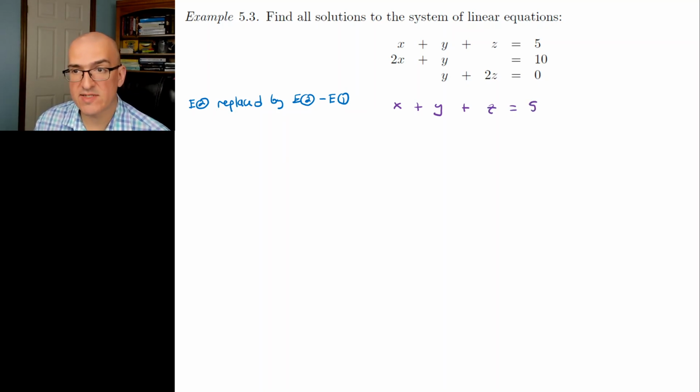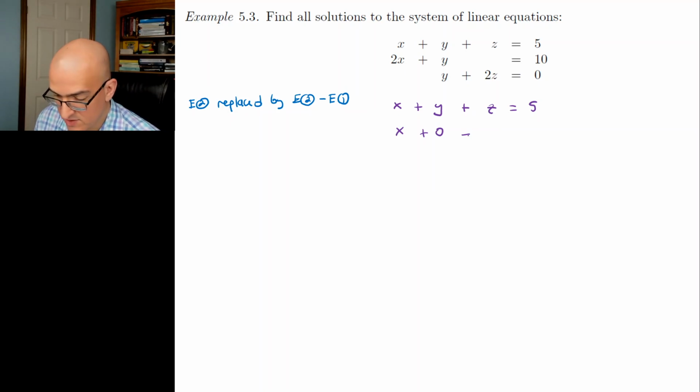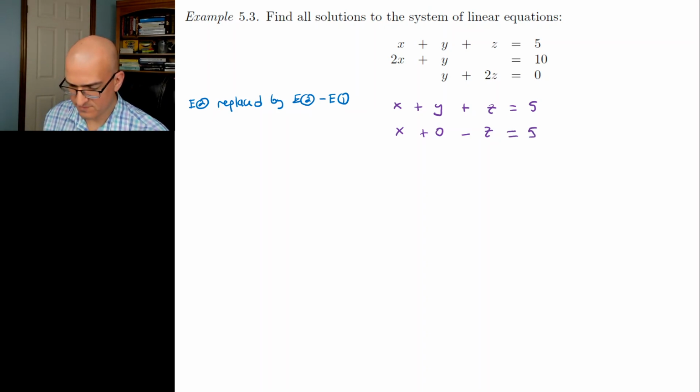So I have 2x minus x, which is x. I have y minus y, which is 0. And then I have 0 minus z, so negative z. And then 10 minus 5, which is 5. Third equation did not change, just y plus 2z is equal to 0.